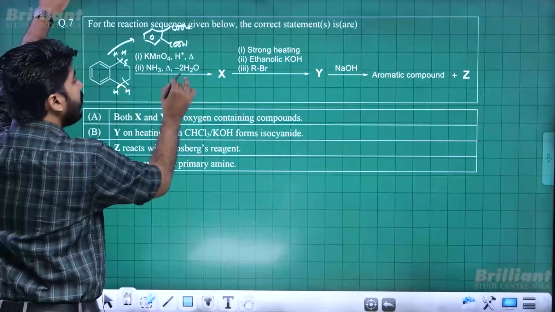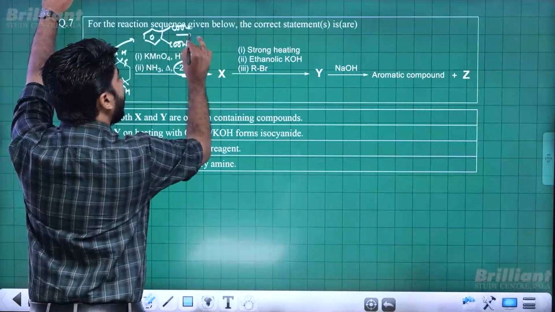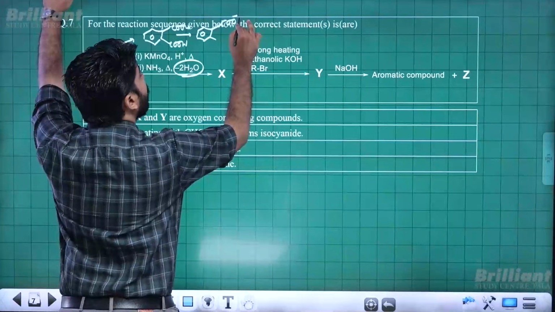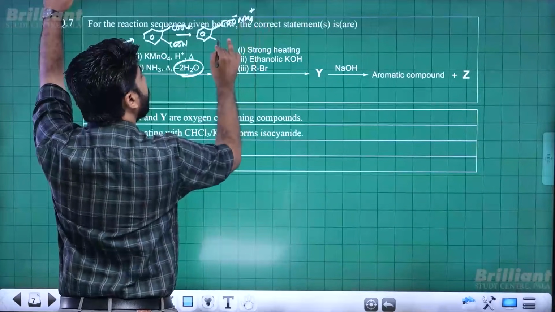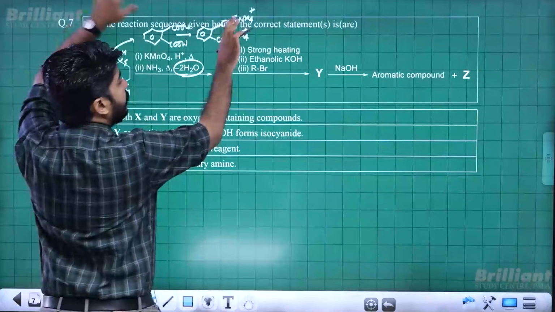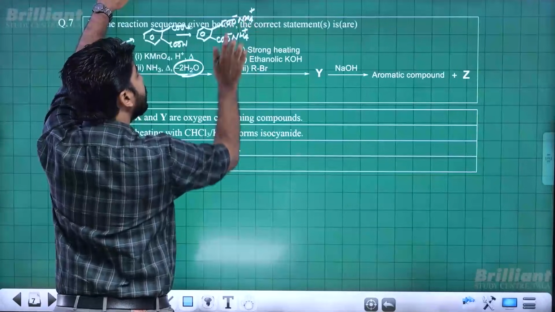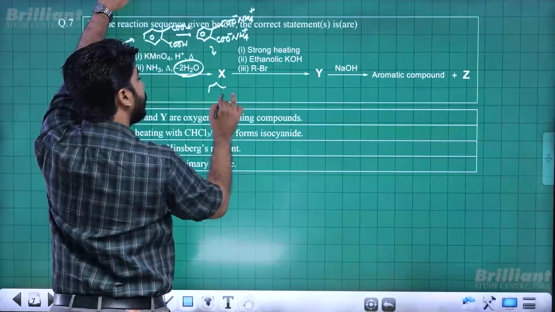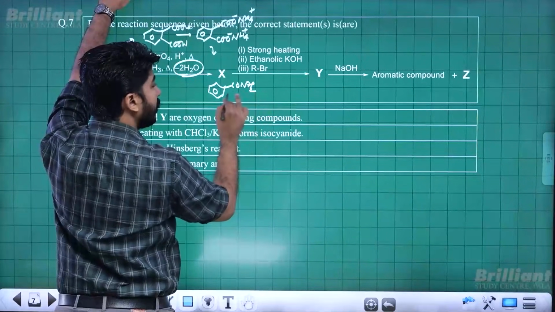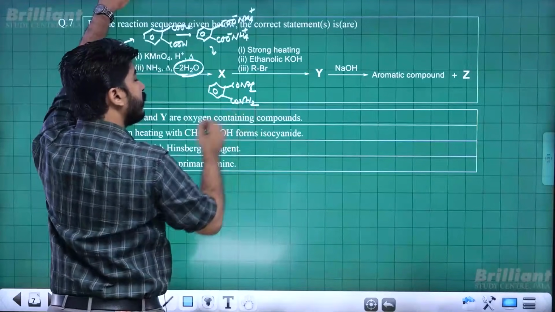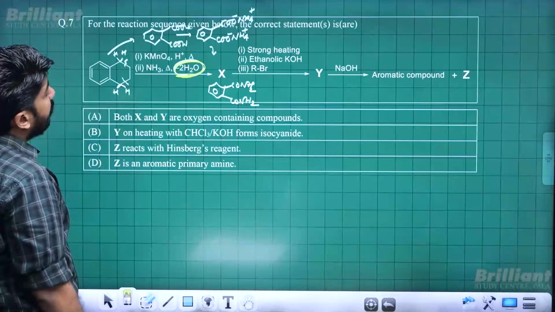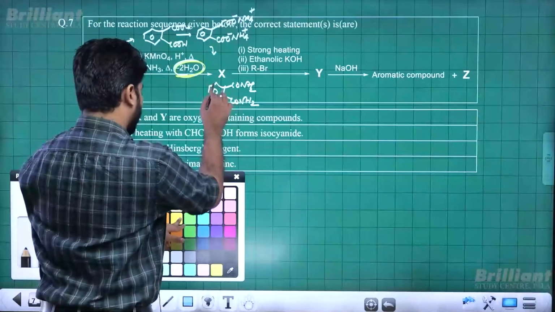Later, with ammonia and heat, firstly an ammonium salt is formed. If we simply add ammonia to a carboxyl unit, a salt will form. And if we heat it to some extent, two H2Os are removed from these two units to form an amide, which is phthalamide. So this is the structure obtained after two H2O loss. So that is the structure of X.